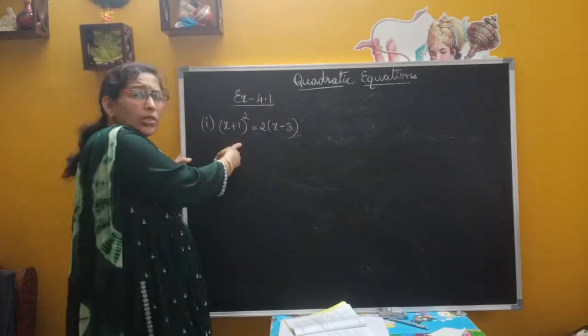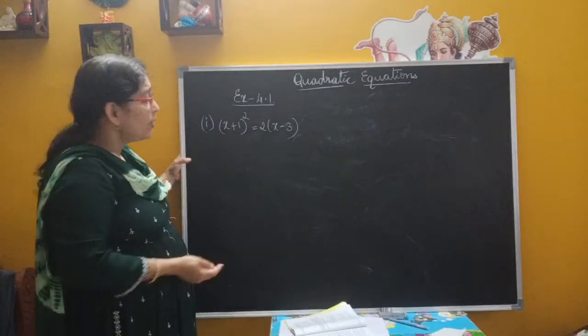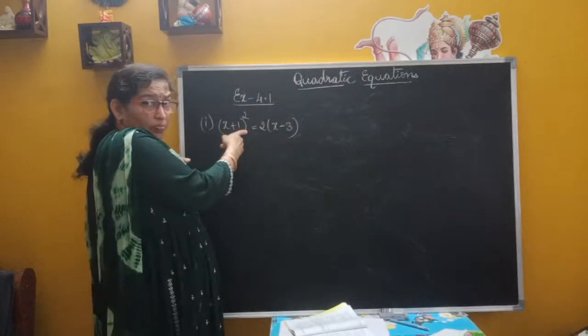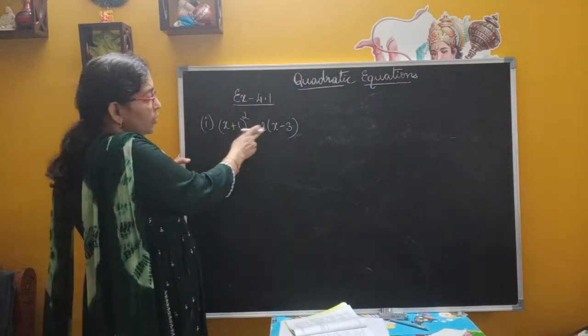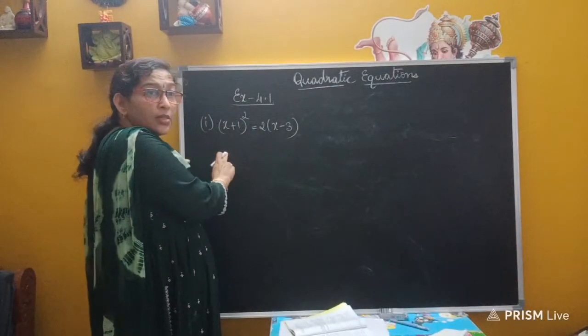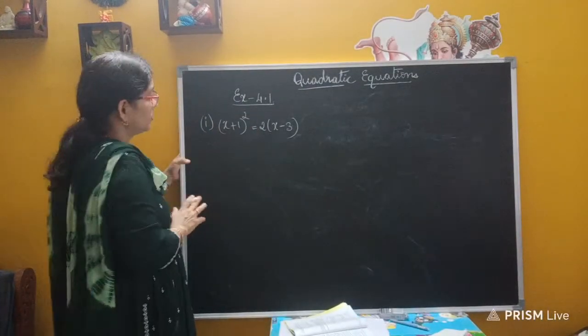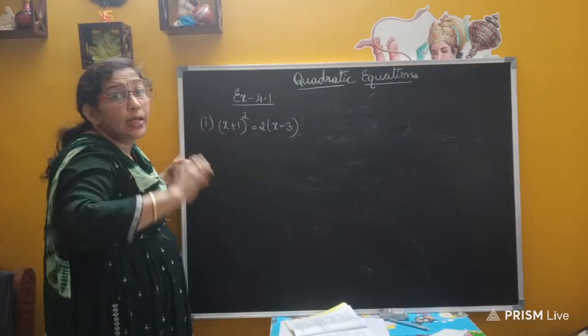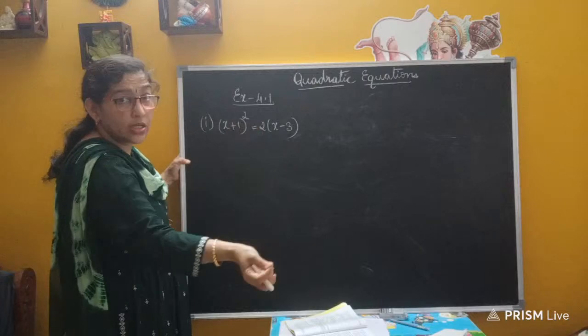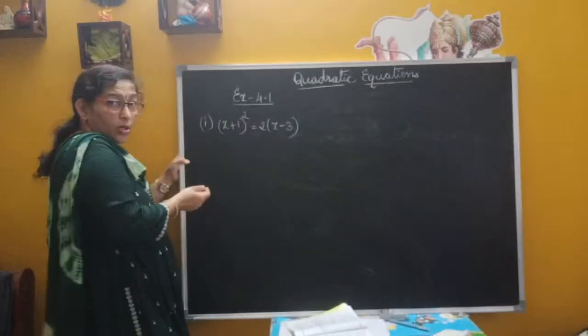By just looking, we cannot make out whether it is a quadratic equation, because this is the square of a binomial. So what to do? First we need to simplify this and bring it to the standard form. When writing the standard form, the powers must always be in decreasing order, highest to lowest.